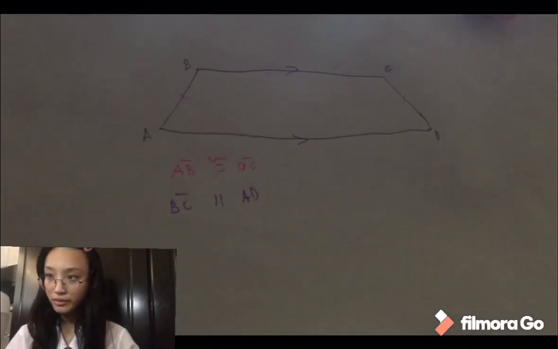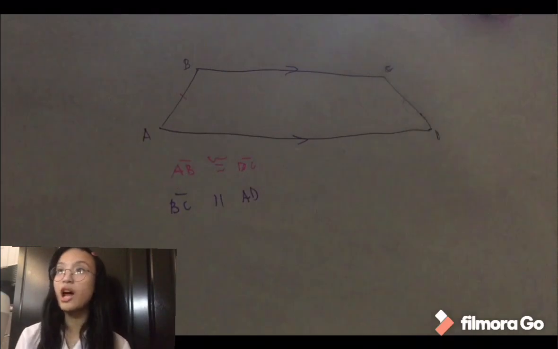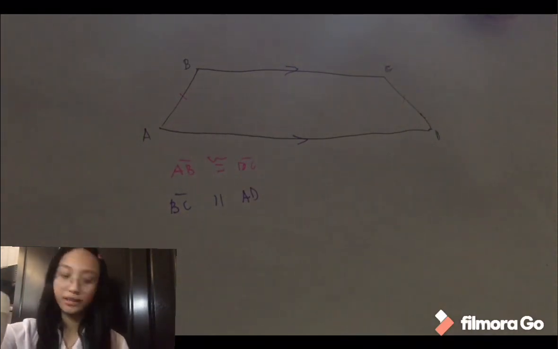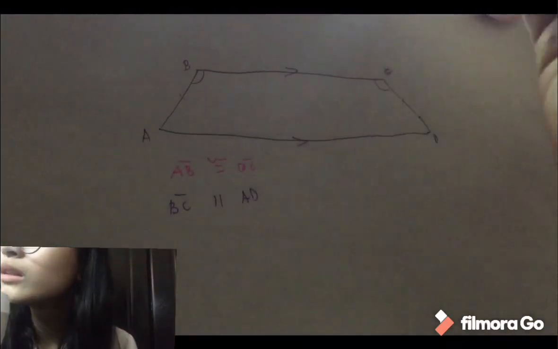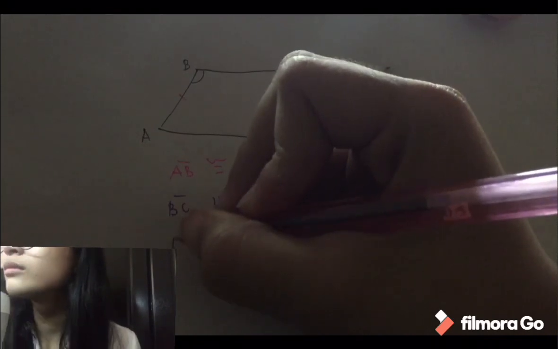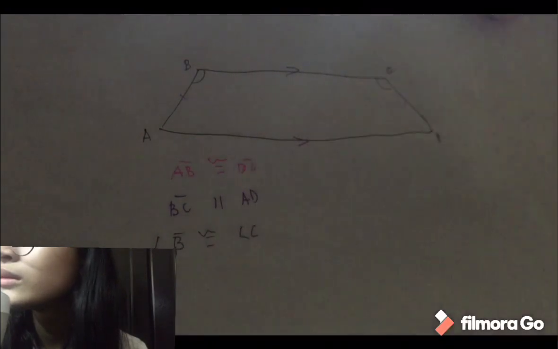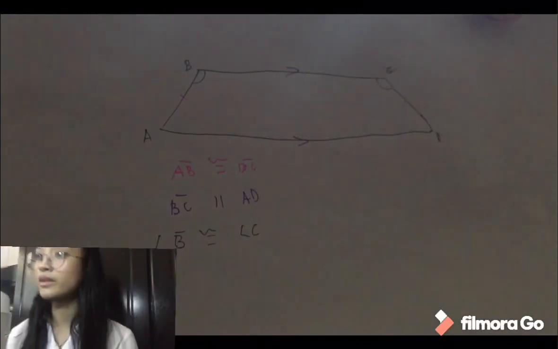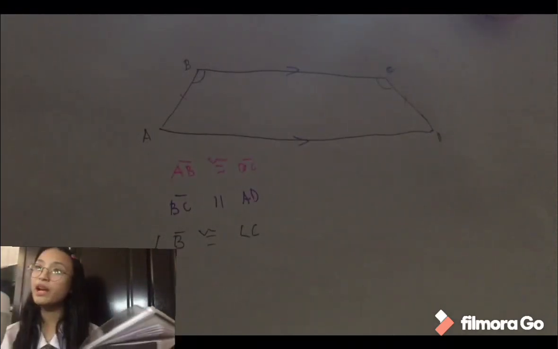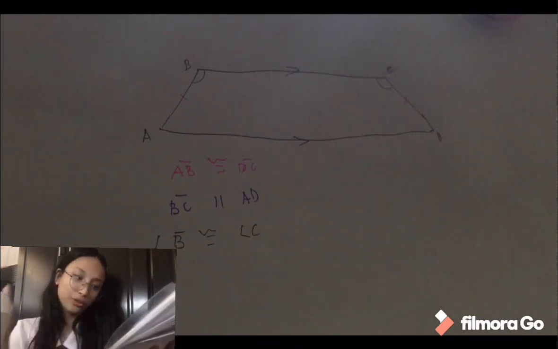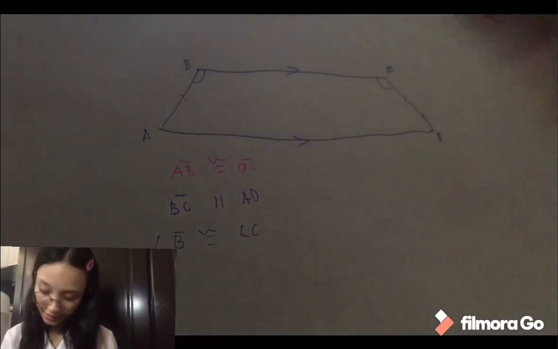Next, you need to know that the upper base angles are congruent. So angle B is congruent to angle C. And then the lower base angles are also congruent. So angle A is also congruent to angle D.